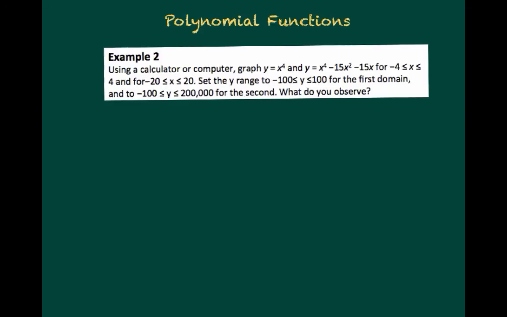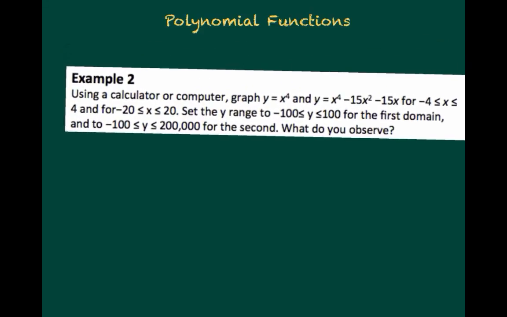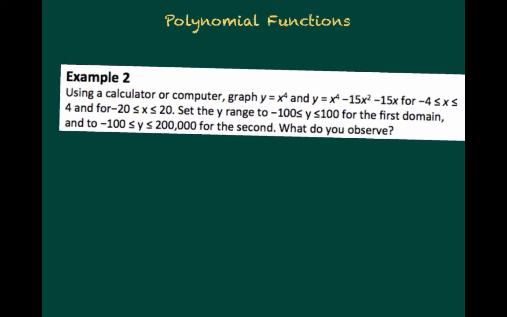Okay, I want you to pause the video for a minute, and you can just keep this screen there as you do some work on your calculator. I want you to graph two functions, y equals x to the fourth in y1, and y equals x to the fourth minus 15x squared minus 15x, over two different windows. The first window is going to be, x between negative 4 and 4, and y between negative 100 and positive 100. That'll be our first window.